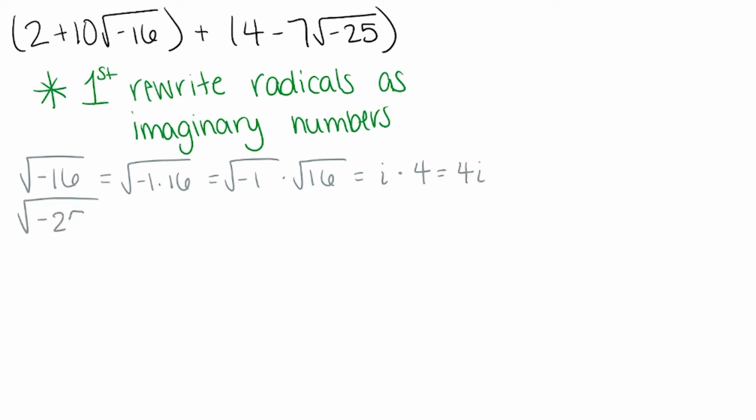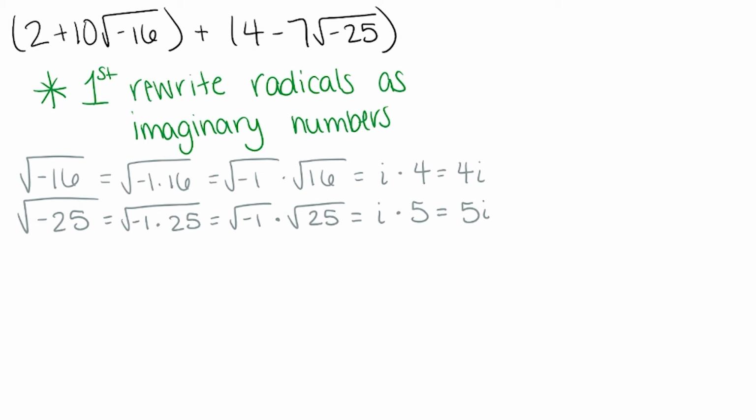The square root of negative 25 is the square root of negative 1 times 25, or the square root of negative 1 times the square root of 25. Square root of negative 1 is i. Square root of 25 is 5, so this becomes 5i.